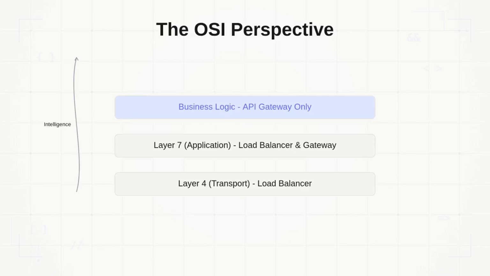A load balancer asks, which server is free? An API gateway asks, who is this user? Are they allowed to see this data? And how should I format the response for them? One is about transport, the other is about semantics.